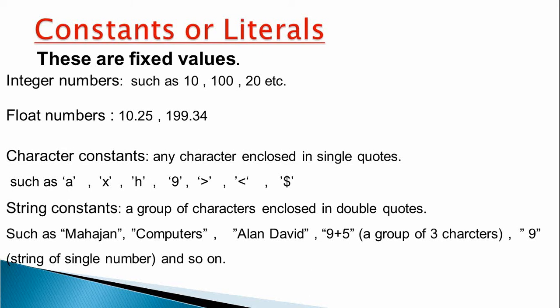During the course of our C language, we will also come to know about string constants. A group of characters enclosed in double quotes is called a string constant, such as "Mahajan" written within double inverted commas, "computers" written within double inverted commas, and so on.